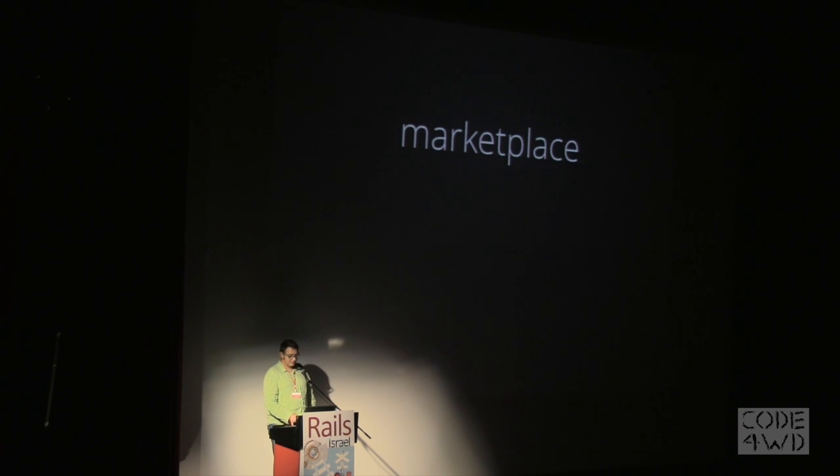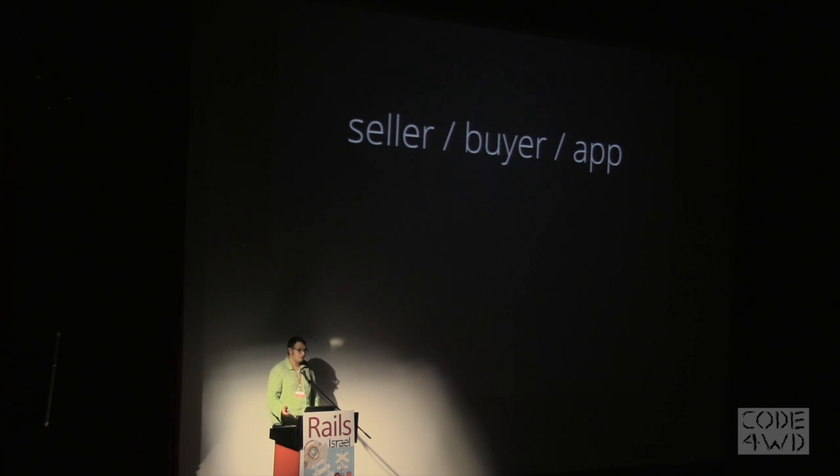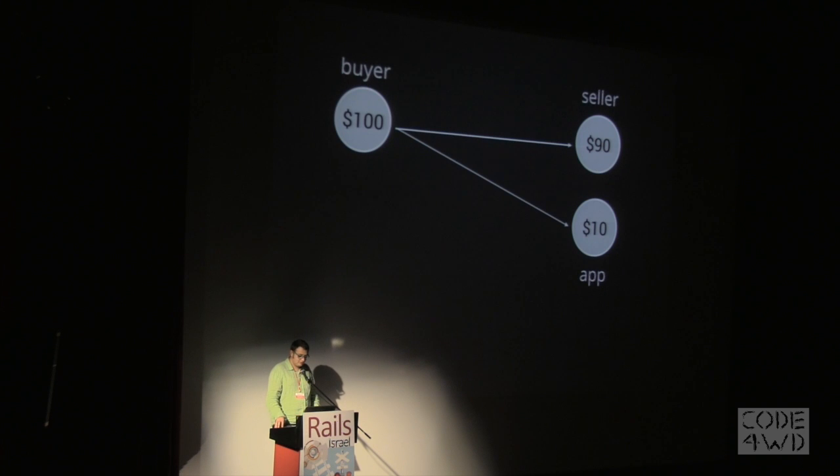Let's take an example of a marketplace, any random marketplace like Alibaba, eBay, Fiverr, whatever. We always have a seller who's using the marketplace to sell his projects, his services, or some products. We have a buyer who's going to pay for these products. And we have an app which is facilitating this procedure. So let's say we have a buyer who is going to spend $100 on some product, and the split would look like this: $90 will go to a seller, and $10 will stay as an application fee.